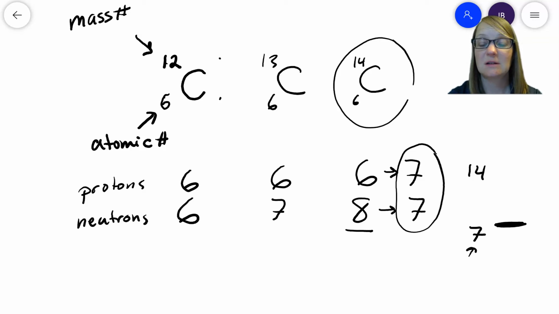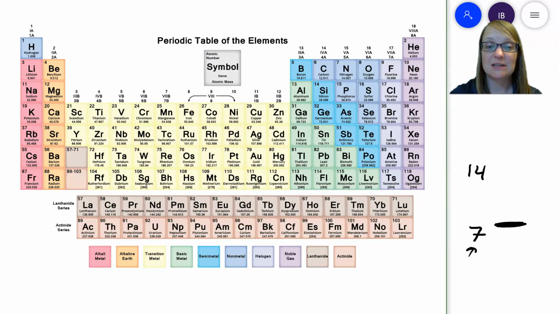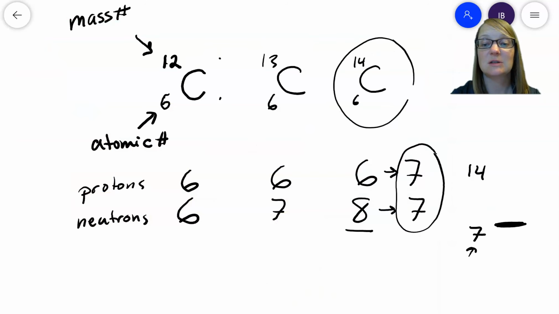This one's got 7. If we look at the periodic table of elements, you'll notice that 1 space over from carbon, the 7th element is going to be nitrogen. So in this case, it's going to be an atom of nitrogen. So when carbon 14 decays and it releases that energy, it converts from an atom of carbon to an atom of nitrogen, which is definitely very cool.